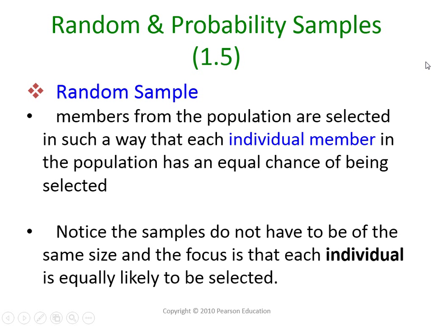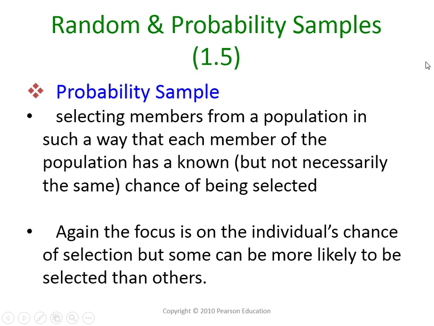Notice the samples do not have to be of the same size, and the focus is that each individual is equally likely to be selected. So if you're talking about a random sample, the way I pick it, I might pick 25 students, and the next time it might be 32 students. So the sample size does not stay consistent. Each individual has the same chance of being picked, but it's not that same-size groups have the same chances of being picked. We'll look at some more examples of what is and is not as we go, but I wanted to go through the definitions first.